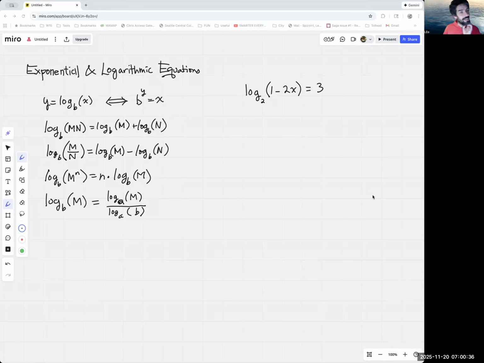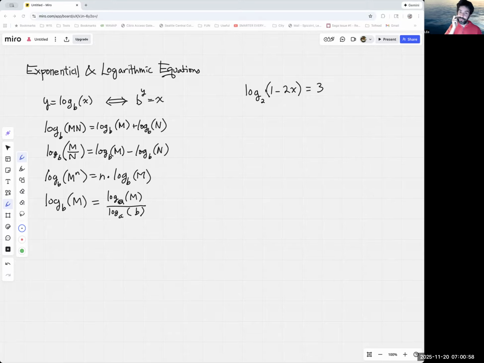I've written here the properties we have, right? We've got our basic definition of logarithms in relation to exponentials, and then those logarithmic properties that we have worked on in the past. And I'm just going to go through a bunch of examples. So here's our first equation. I've got log base 2 of 1 minus 2x is equal to 3.